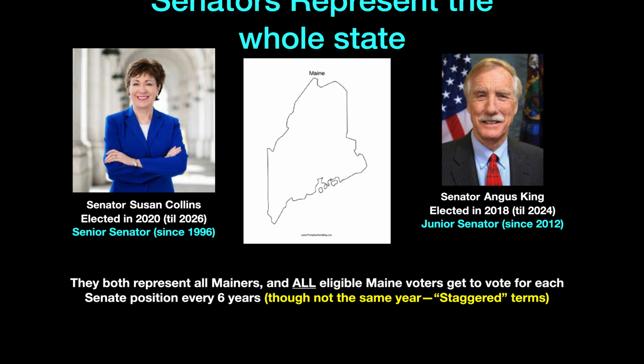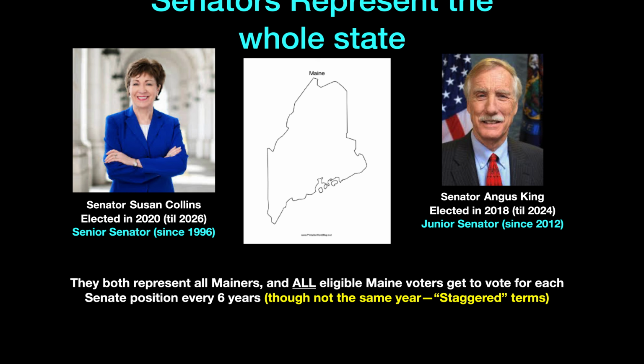Senator King was elected in 2018. He's up for re-election in 2024. Now, he's our junior senator, meaning he hasn't been there as long as Susan Collins. She got there in 2012. Whether or not he will continue to go remains to be seen. He might not. But when 2024 rolls around, we'll have the choice again to vote for who represents Maine as our junior senator. And this is called a staggered term.